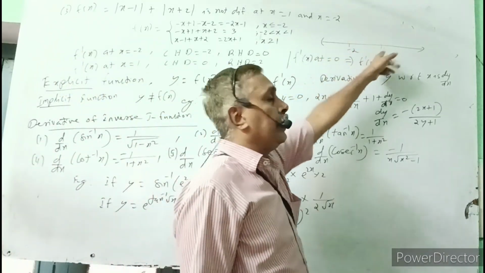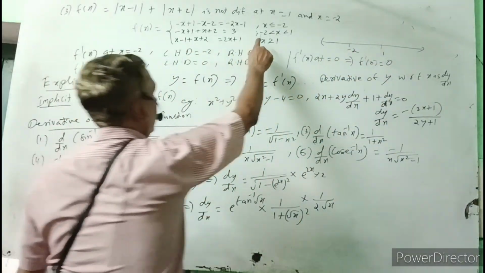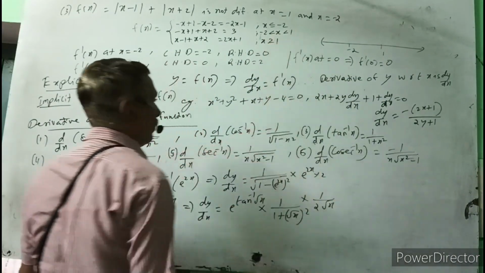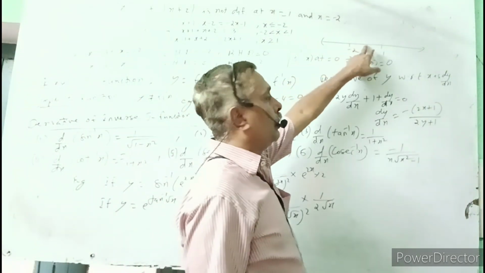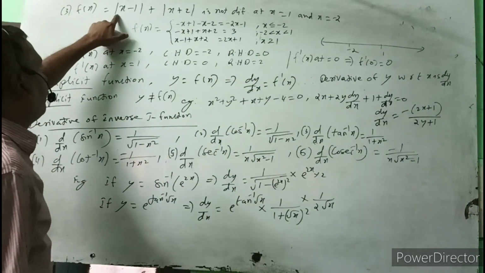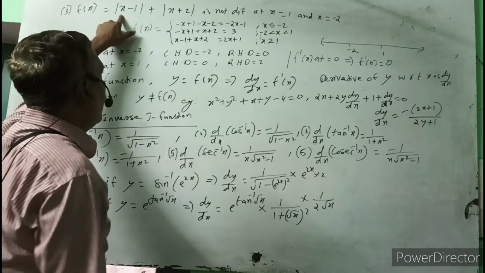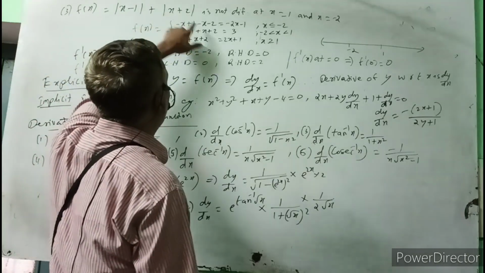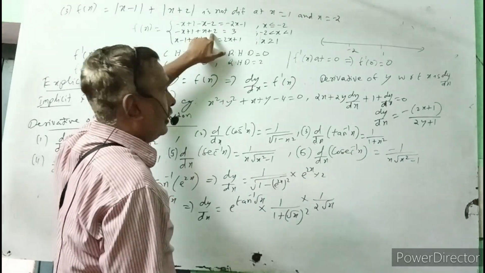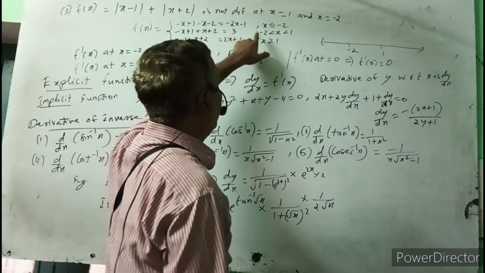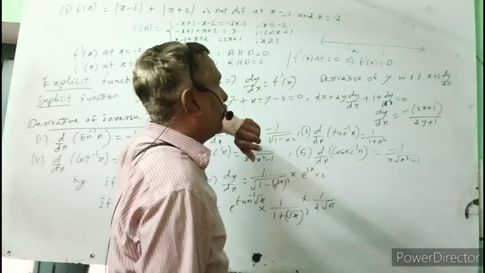Now take a number between minus 2 and 1. What is written there? Minus 2 less than x less than 1. Suppose I am taking a number 0 in between. So 0, if I am putting here, it will come negative. That is why negative of this number is written. And here it is coming positive. So that positive is written like that. So simplifying it will come 3, for any number from minus 2 to 1.